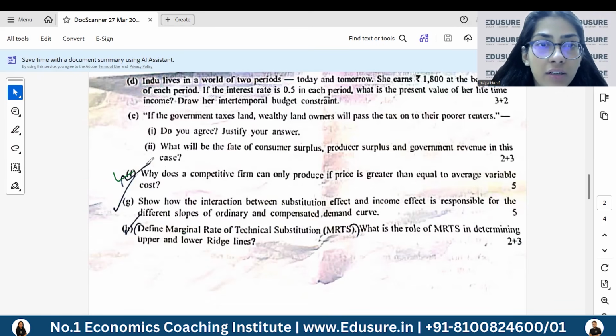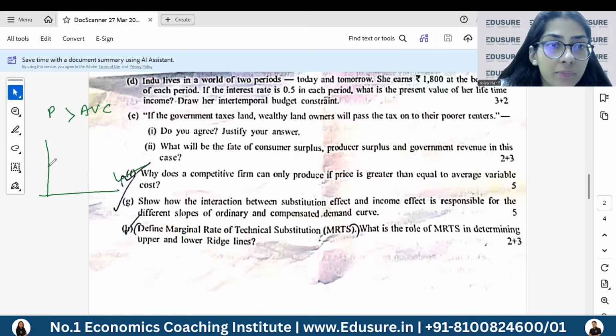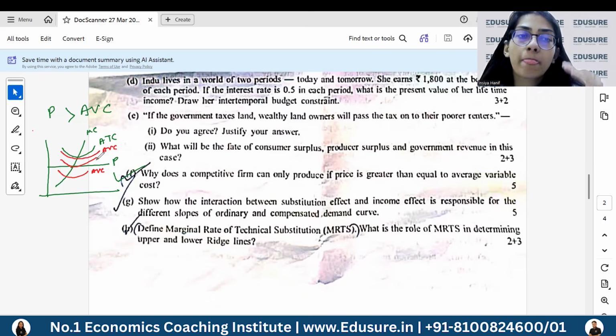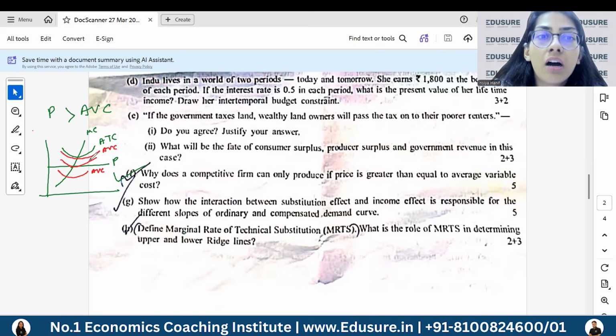Continuing to part F, why can a competitive firm only produce if price is greater than average variable cost? तो इसमें सीन ये है कि the diagram will look something like, ये आपका price है, ATC is somewhere here, okay, and the marginal cost will be somewhere here, okay, and your average variable cost can be here. Let me draw it with red. So the AVC curve can be here, it can be here, or it can be here. Okay, so AVC curve या तो price के नीचे हो सकता है, या तो it touches the price line, or it can be above the price line.